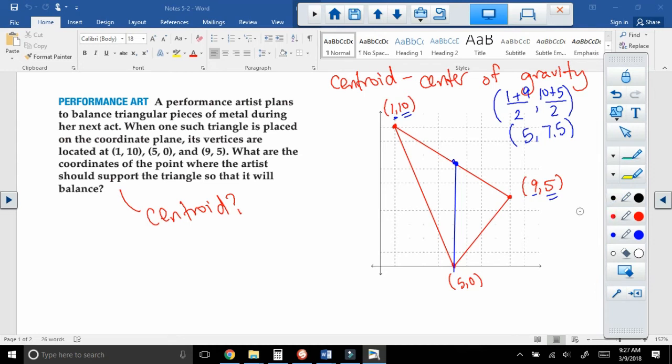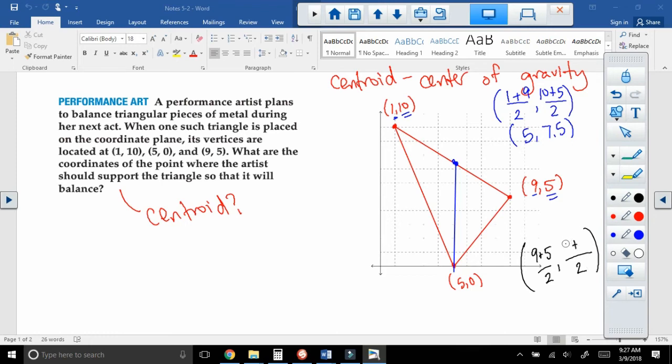If I repeat that process, let's say I want to find the midpoint of this side. If I repeat that process, I'm adding 9 and 5 and dividing by 2. Oh my goodness. Well, you guys can finish watching this on Monday. See you Monday.